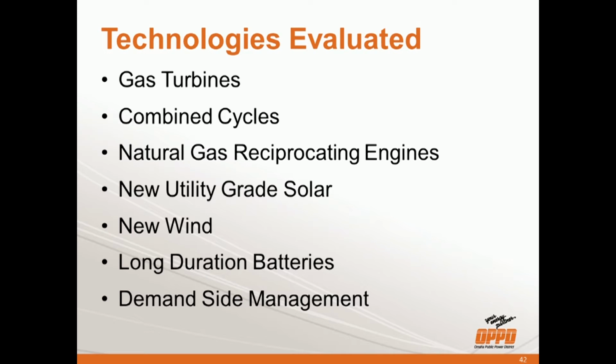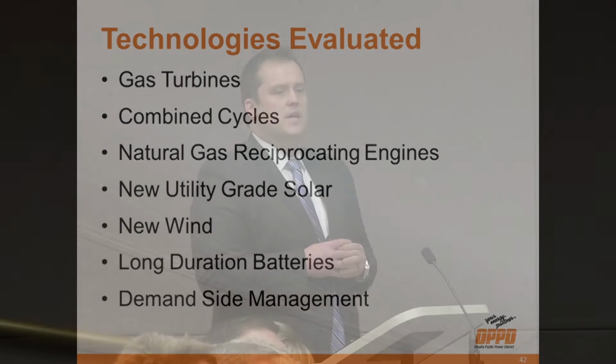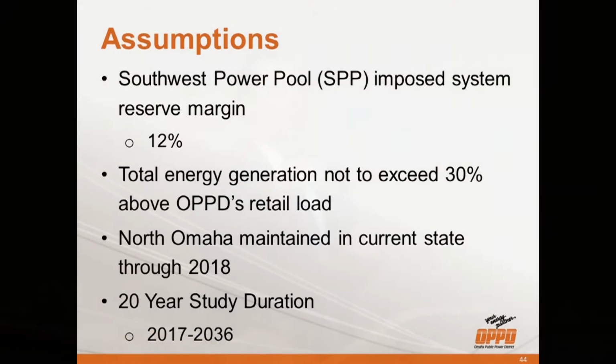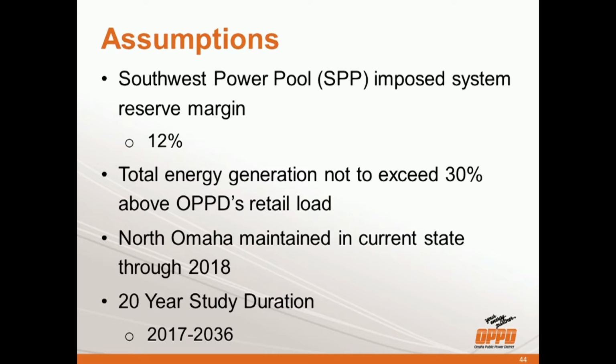Some of the various assumptions that we make. The Southwest Power Pool, which is the regional transmission organization that we operate the system in, does impose a reserve margin. That reserve margin is 12%. So at any given point, we have a peak load where that's an energy demand for us, and then we go 12% above it. We have resources 12% above to make sure we can satisfy any increase to our peak load that we may experience.